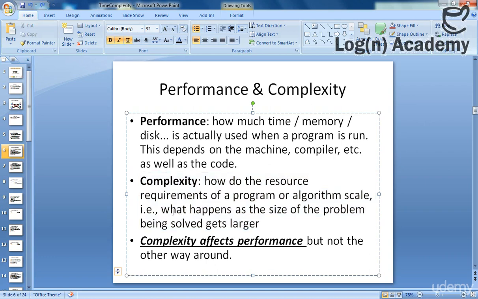Again, the complexity is what? The size of the problem being solved gets larger. So the complexity is directly proportional to the size of the problem. If the size of the problem increases, the complexity increases. If the size of the problem decreases, the complexity decreases. But here we will tackle that even if the size of the problem is increasing, we will write such programs that they will perform well, they will perform as per the requirements. This is what we need to achieve.